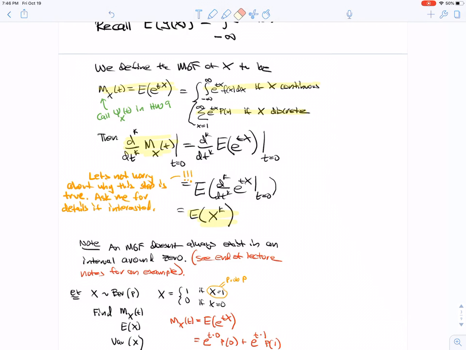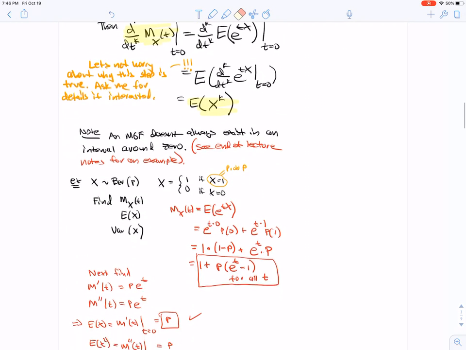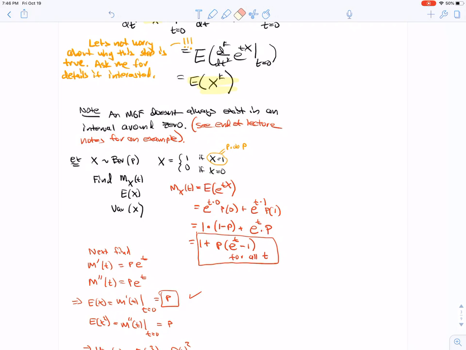So anyway, once we have this, then we know that the kth derivative of e to the tX evaluated at t = 0 is X to the k. So here we have it: the kth derivative of the moment generating function is the kth moment. A moment generating function doesn't always exist in an interval around 0. I've provided an example for you at the end of these lecture notes for those of you that are interested in that.